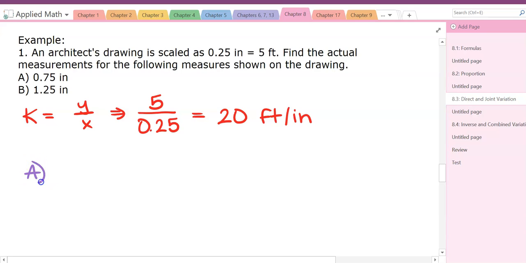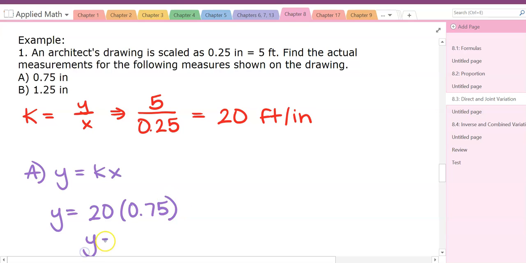So part A then, now actually going into some of the solving here. Part A, we're going to use the equation y equals kx. I want to figure out how many feet it's going to be if the drawing has 0.75 of an inch. So I'm going to take that 20, that's my constant, times the 0.75. So if I do that, I get 15.